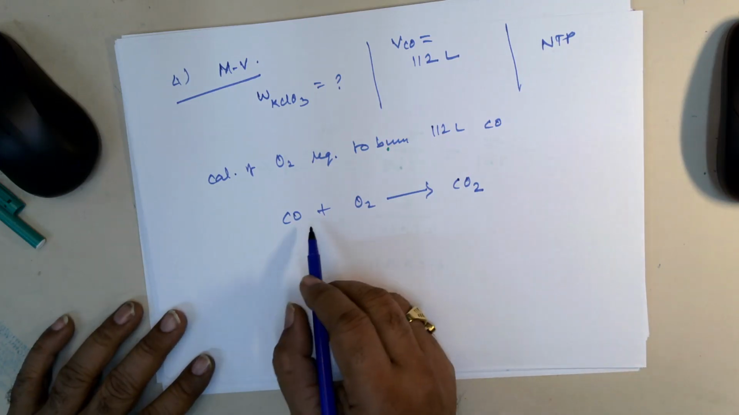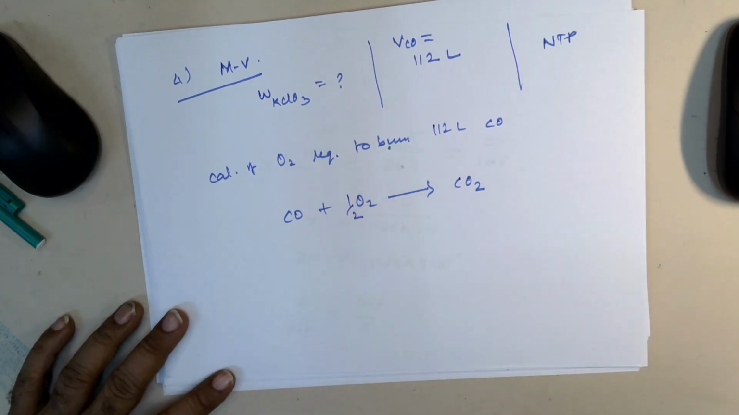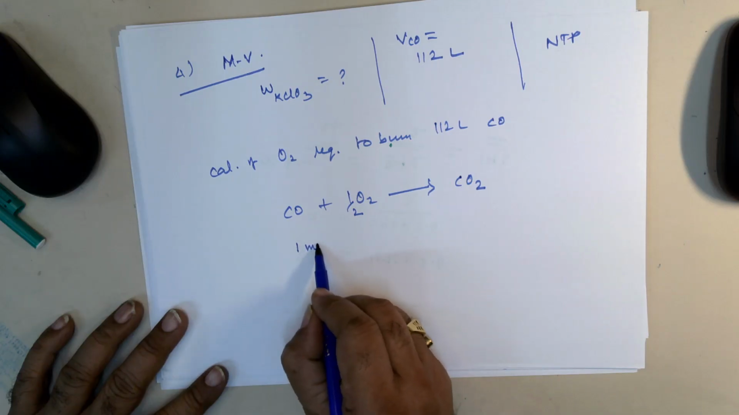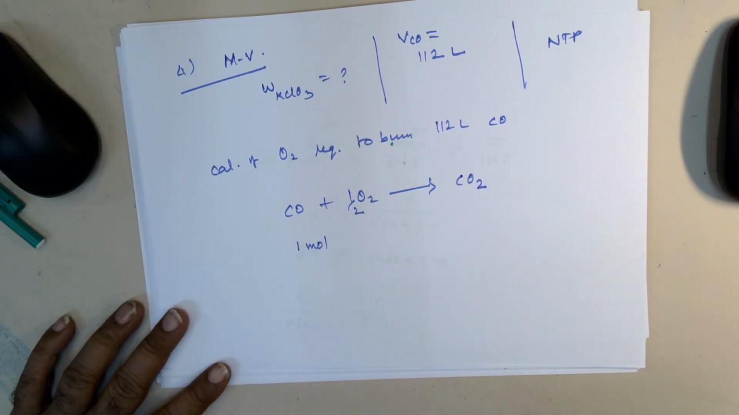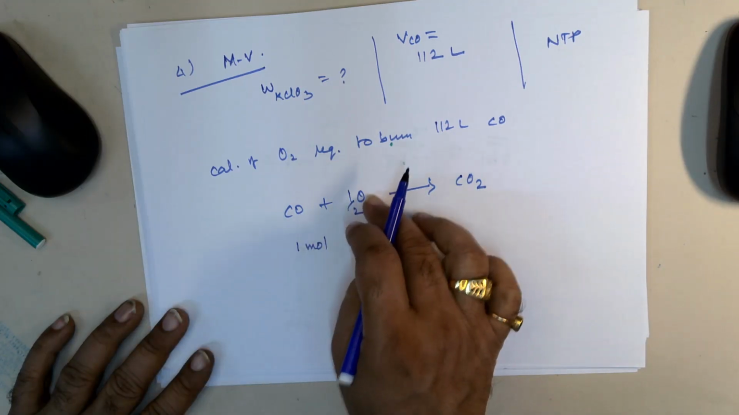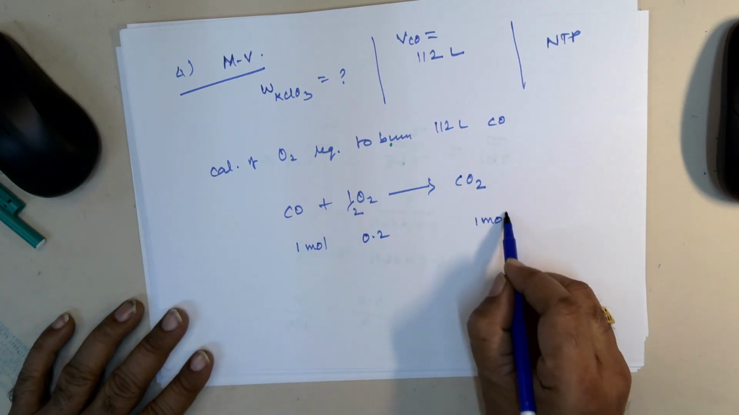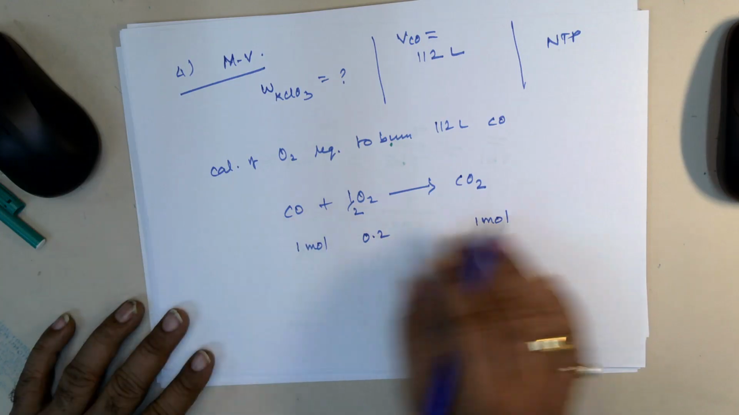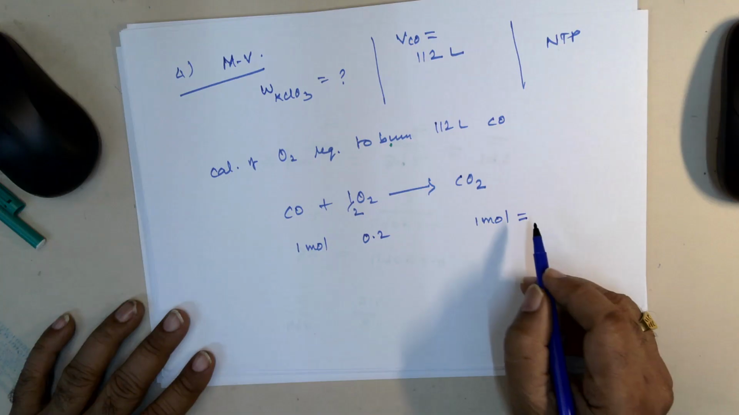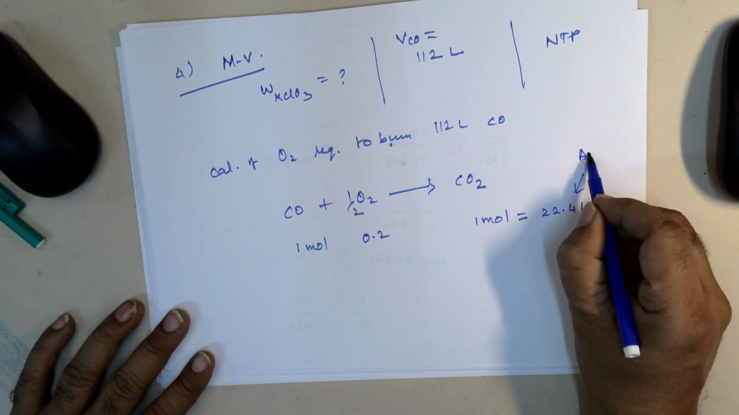And what is the mole requirement here? CO plus, you can put a half mole of oxygen also. Now this requires 1 mole of carbon monoxide, which requires 0.5 mole of oxygen, to give 1 mole of carbon dioxide. Do you understand this? So 1 mole of carbon dioxide occupies the volume 22.4 liters. This is called Avogadro's volume. Take down.